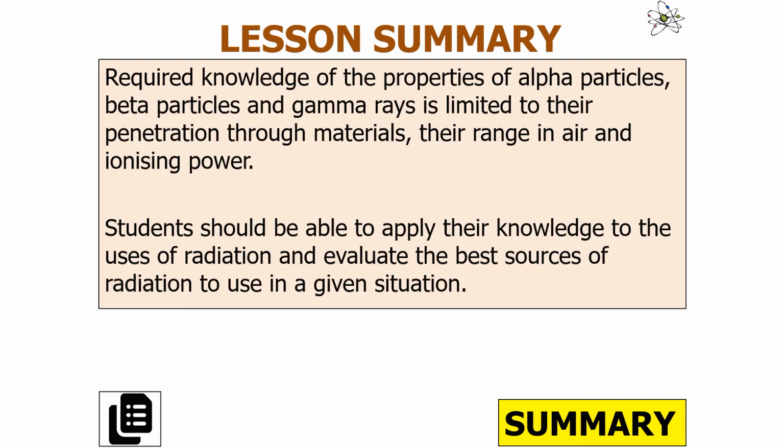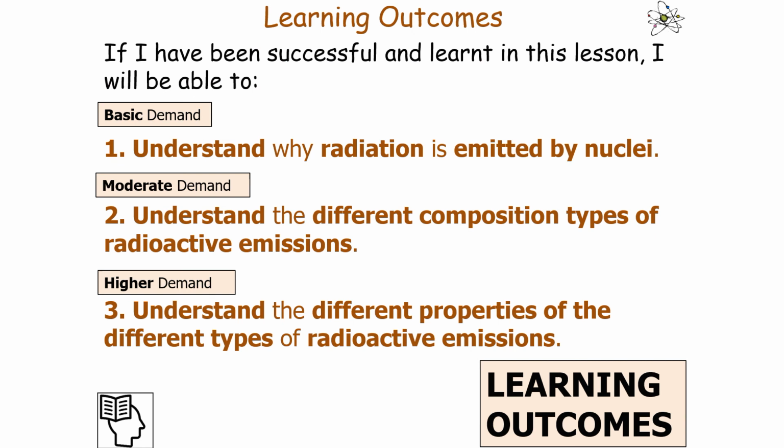Now, the required knowledge of the properties of alpha, beta and gamma are limited to their penetration through materials, their range in air and their ionizing power, and you should be able to apply your knowledge to the uses of radiation and evaluate the best source of radiation to use in a given situation. So if you've been successful and learnt in today's lesson, you should be able to understand why radiation is emitted by nuclei, understand the different compositions of the types of radioactive emissions, and finally understand the different properties of the different types of radioactive emissions.